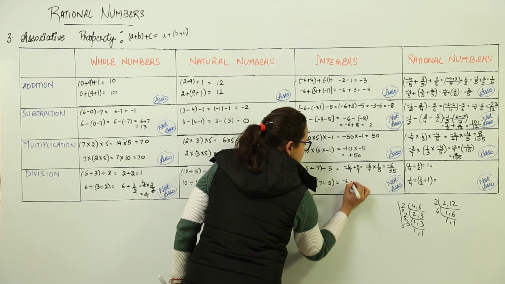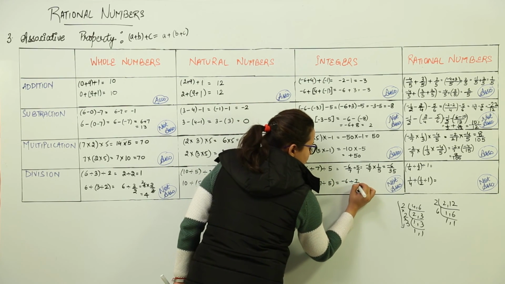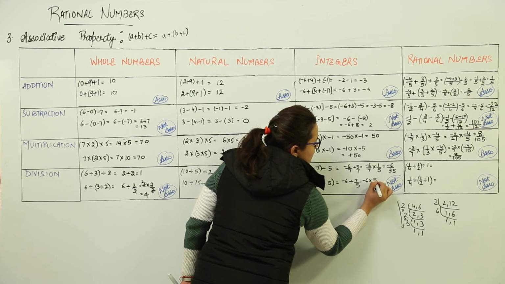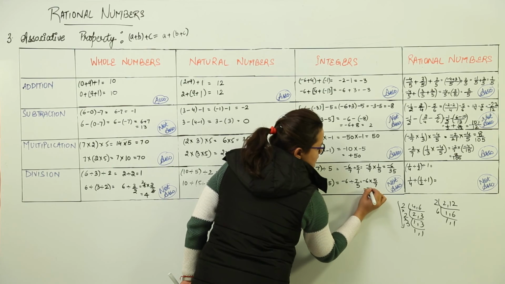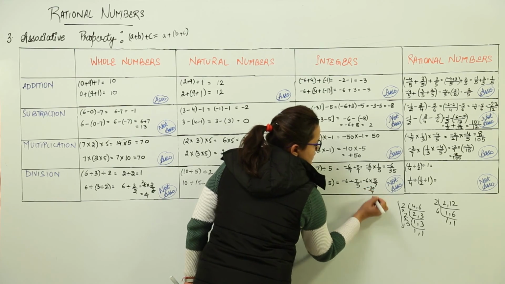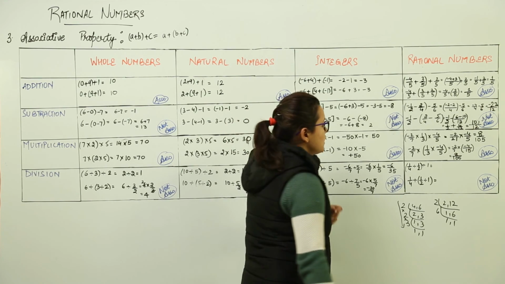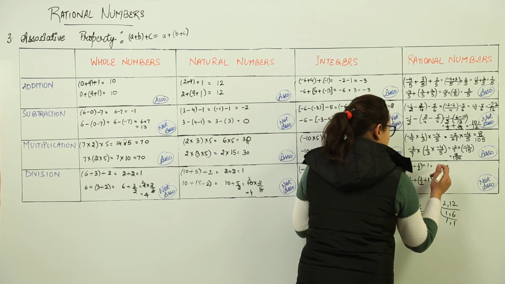What is minus 6 divided by 7 upon 5? Similarly, the 7 upon 5 will get reversed and we get minus 30 over 7. Your answers are not matching. It is not associative. Now the last case is for the rational numbers.